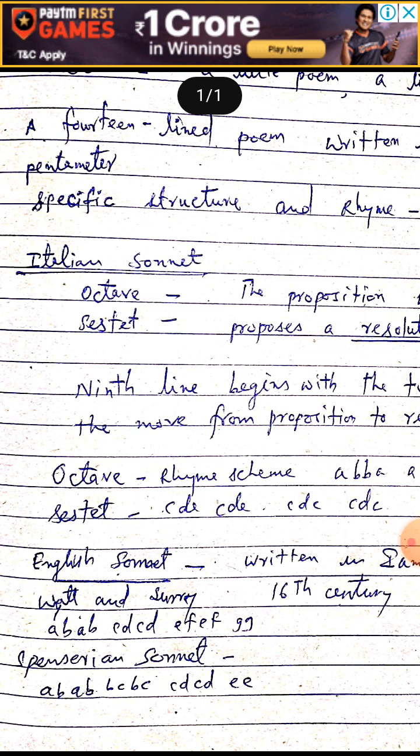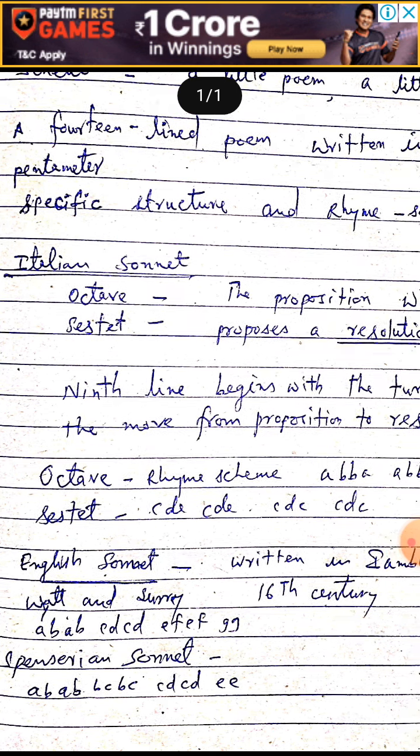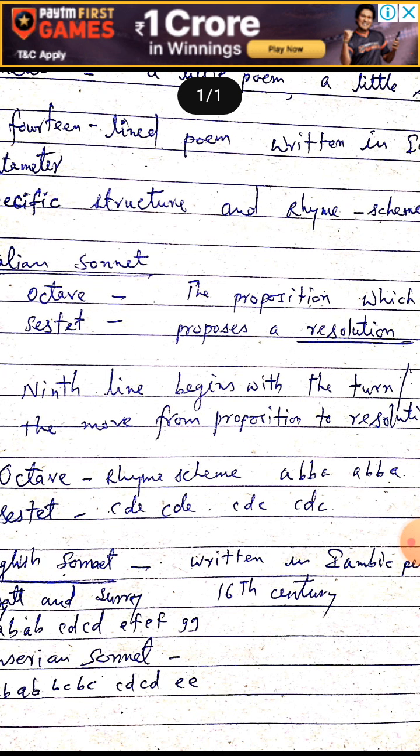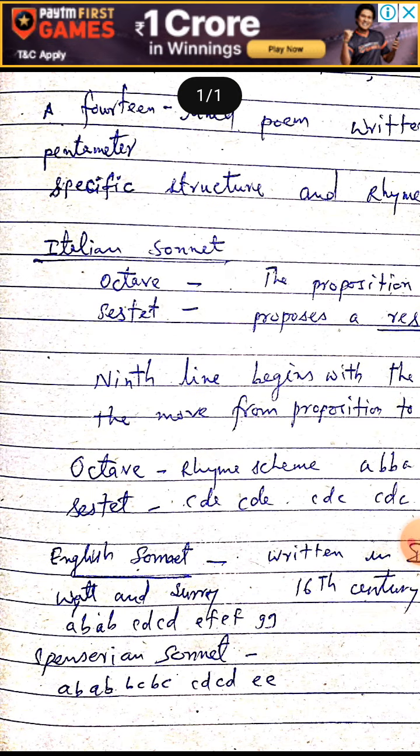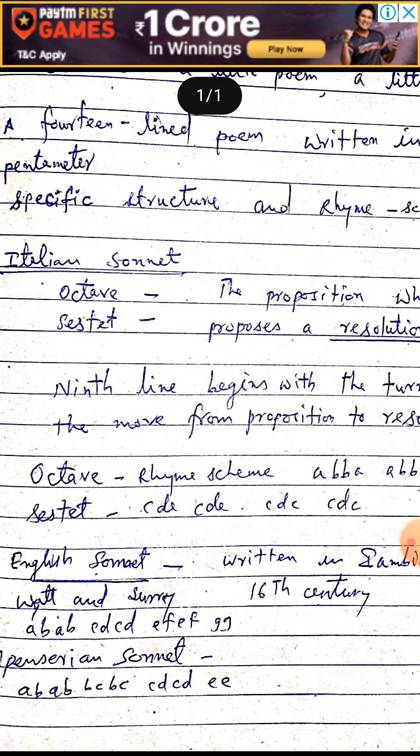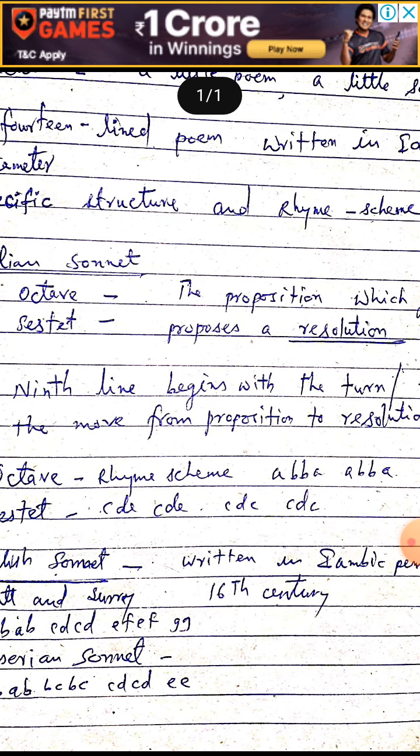Now we come on to English sonnet. In England, a sonnet was brought by Sir Thomas Wyatt and the Earl of Surrey, Henry Howard. These were the two poets who brought sonnet writing in England in the 16th century. The best practitioner of sonnet in English literature is William Shakespeare, and after the name of Shakespeare, the English sonnet is known as Shakespearean sonnet also.